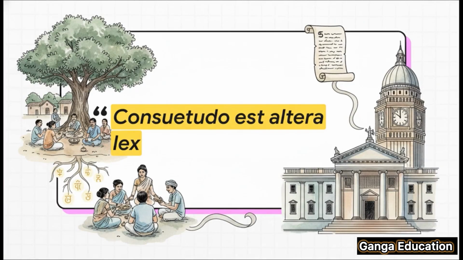This leads us to another one of those powerful Latin maxims, consuetudo est altera lex. It literally means custom is another law. Think about that. When a tradition manages to pass all four of those tough tests, it gets the same power and force as a law passed by Parliament. It's this incredible recognition that law doesn't just flow from the top down. It can bubble up from the ground, from the way communities have lived for centuries.